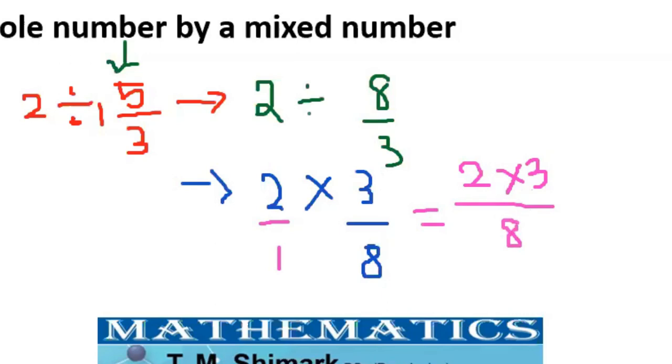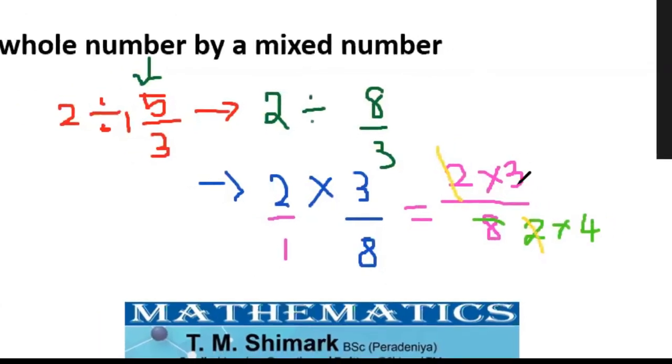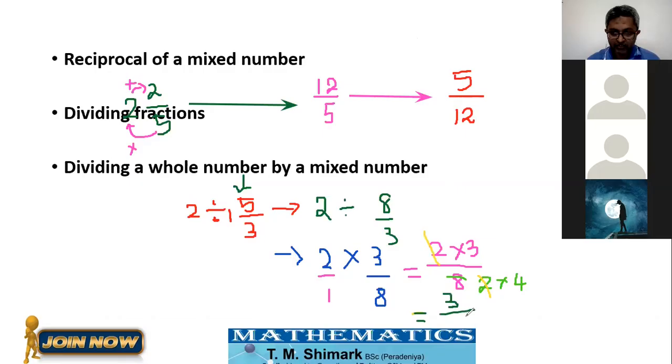Then we saw how to cancel this, right? How we are cancelling it. We saw the factors of 8 in terms of 2. If I write 2 by 4, I can write it. Then we cancelled this 2 and this 2. Then we got the answer as 3 by 4.